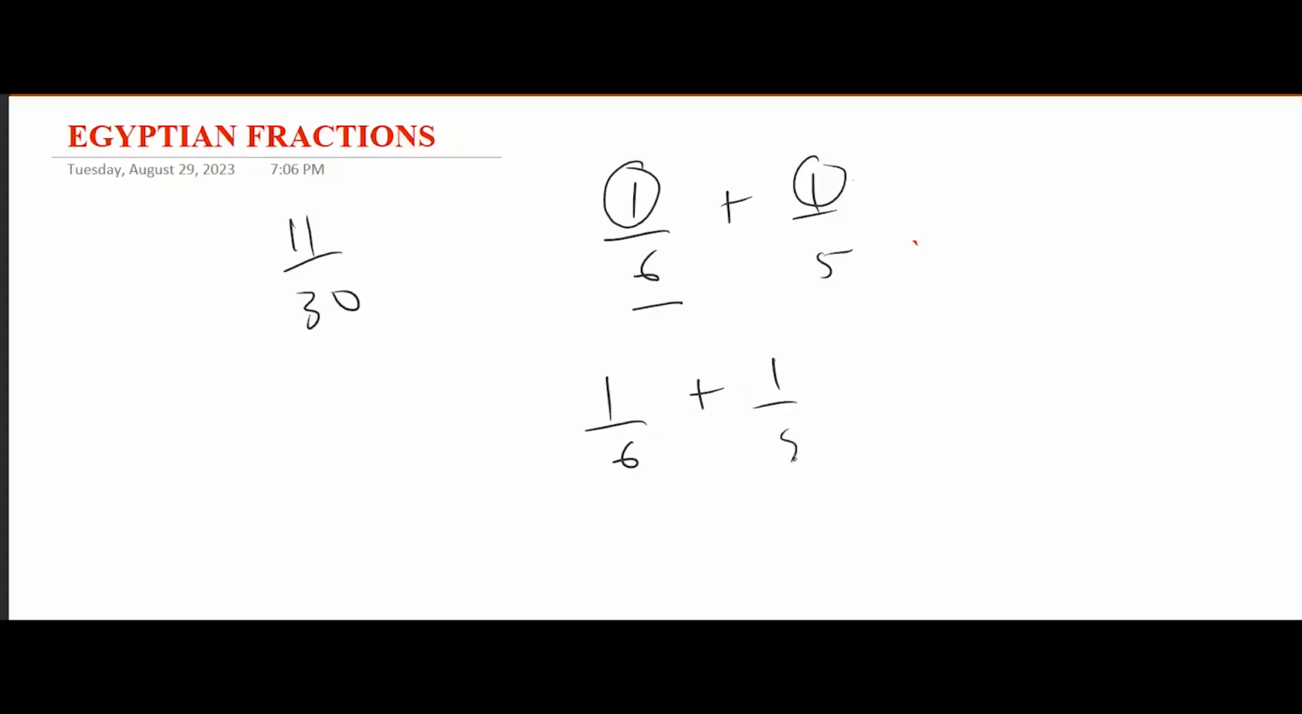What is an Egyptian fraction? An Egyptian fraction is the sum of two fractions whose numerators are 1 with different denominators. Instead of writing 11 out of 30, the Egyptians will write 1 out of 6 add 1 out of 5. Therefore, 1 out of 6 add 1 out of 5 is the Egyptian fraction of 11 out of 30. So the numerators of the two fractions could only be 1 and the denominators must be different. Let's look into some examples.